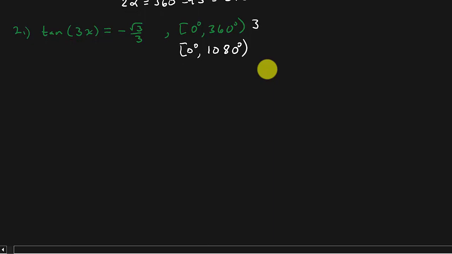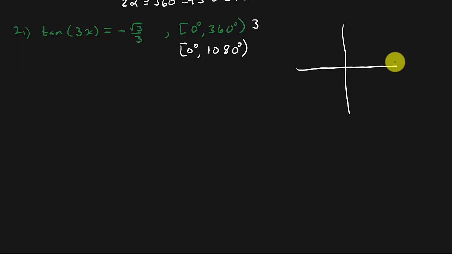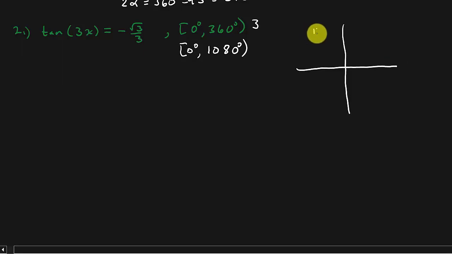So let's look at this. All right. So we've got tangent. So tangent is equal to what? Negative. Okay? I don't even care about the square root of 3 over 3 right now. All I'm saying is tangent is equal to a negative. So where's tangent negative? Tangent is negative in the second and fourth quadrant.